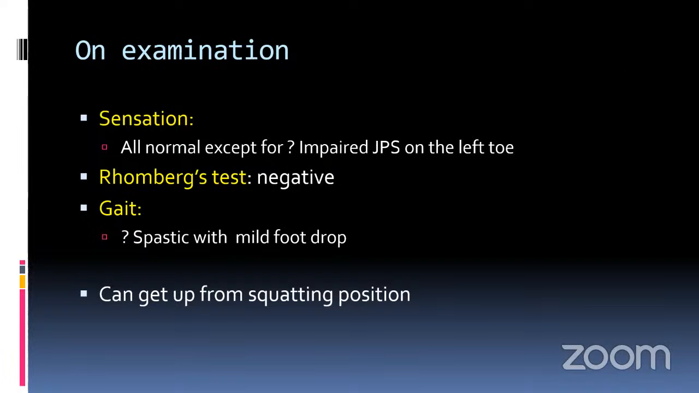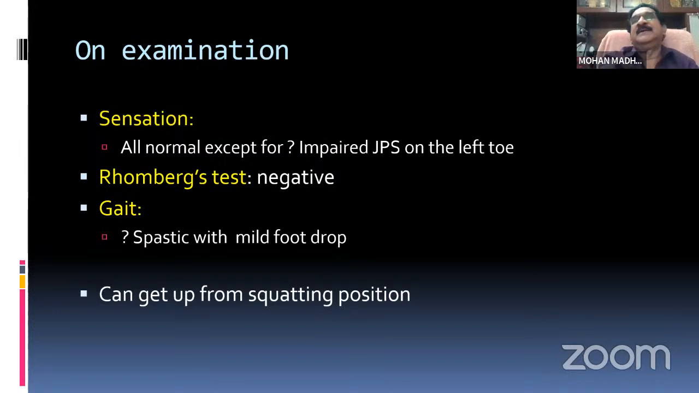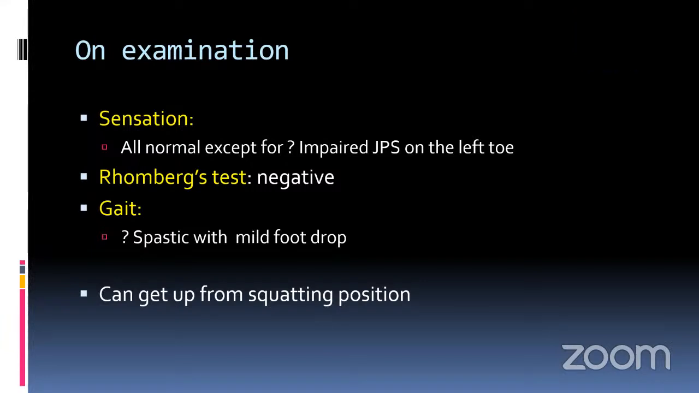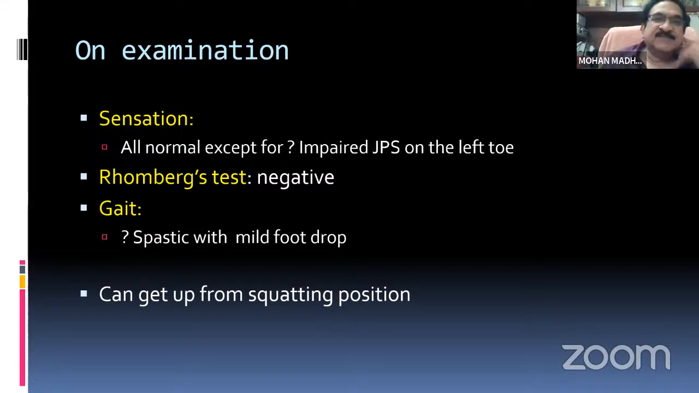Ankle jerk is absent. So anyway, there is a neuropathy. Neuropathy, but myelopathy also, considering the reflexes. And mild spasticity. That neuropathy appears to be more like a motor neuropathy because sensations are totally spared. Reflexes are absent. But there seems to be a slight ataxia also. So let us see the gait once again.